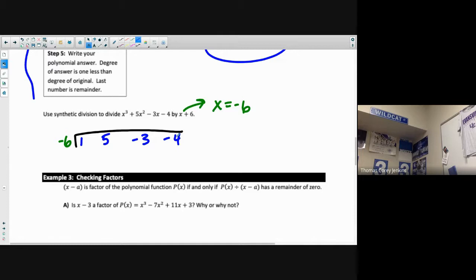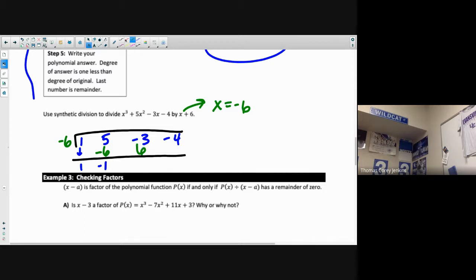All right, so then we go ahead and just get started. First thing we do is bring down the 1. Now we start to multiply. -6 times 1 is -6. Add those two terms together, we get -1. -6 times -1 is +6.